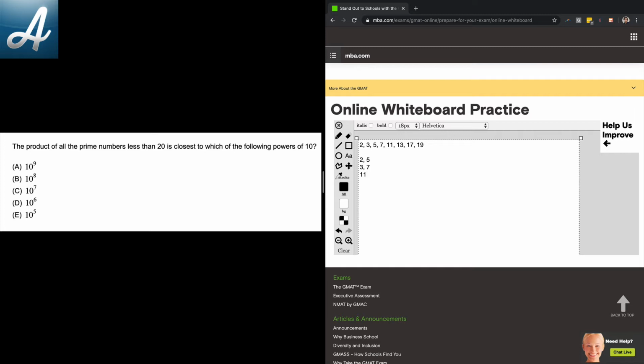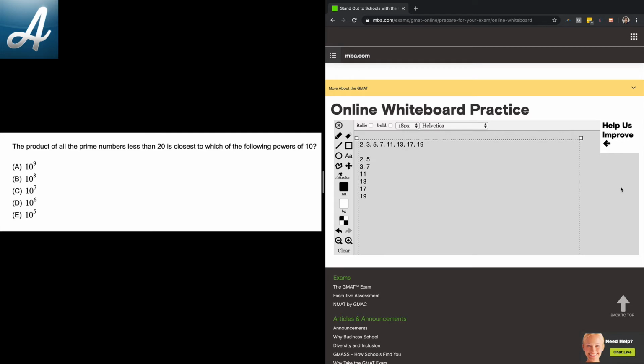11 we can basically just call 10 for now. And we're going to see how our approximation matches up with the answer choices. But for all intents and purposes, because the answer choices are a power of 10 apart, calling 11 10 is not going to make a difference. 13 we can also call 10. Maybe that's pushing it a little bit, but I think we're going to see. 17 I would call 20, and maybe that balances out the 13 to a certain extent. And then 19 I think we can also call 20.